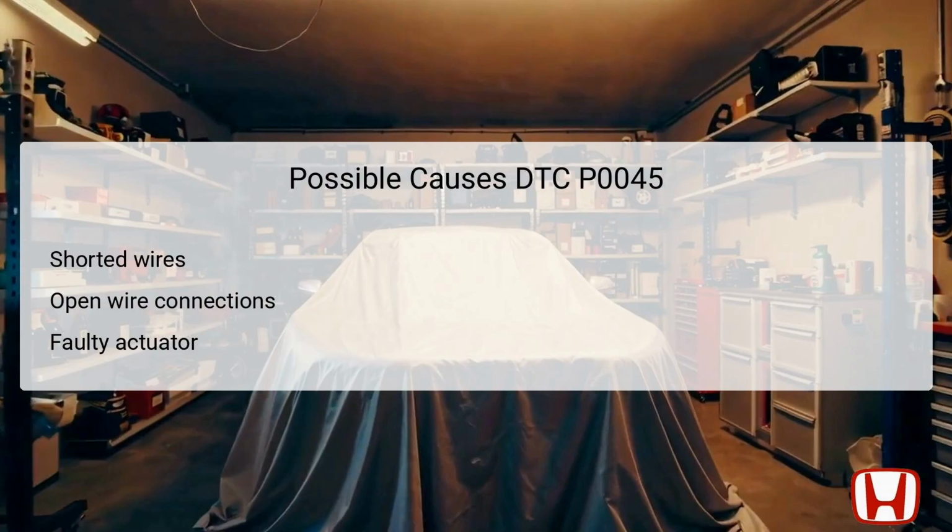Firstly, there may be shorted wires in the circuit that connects the wastegate actuator to the powertrain control module, PCM. A short could occur due to wear, moisture, or improper installation. Secondly, open wire connections may be another potential cause, which means there's a break in the circuit preventing signals from reaching the actuator. Lastly, the wastegate actuator itself may be faulty, either internally or due to mechanical failure. Understanding these causes is critical to efficiently diagnose and resolve the problem.